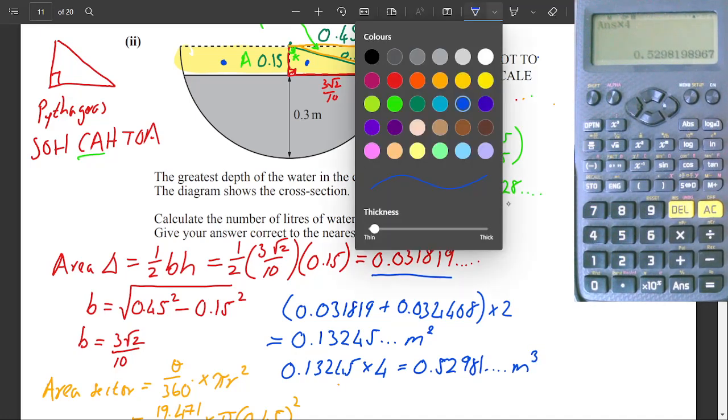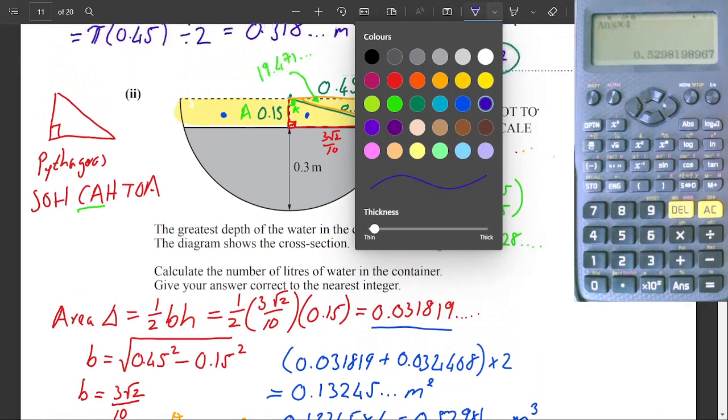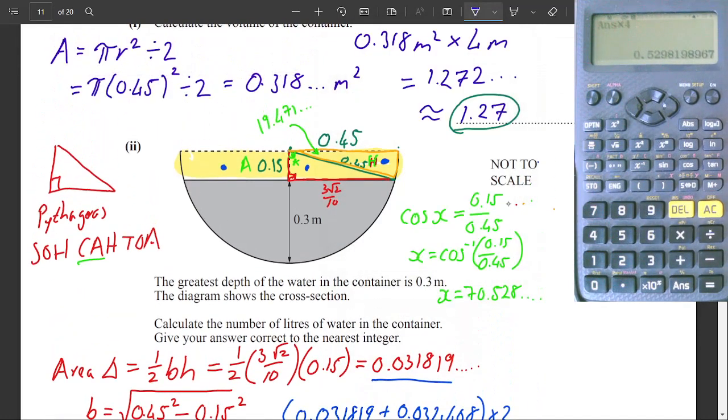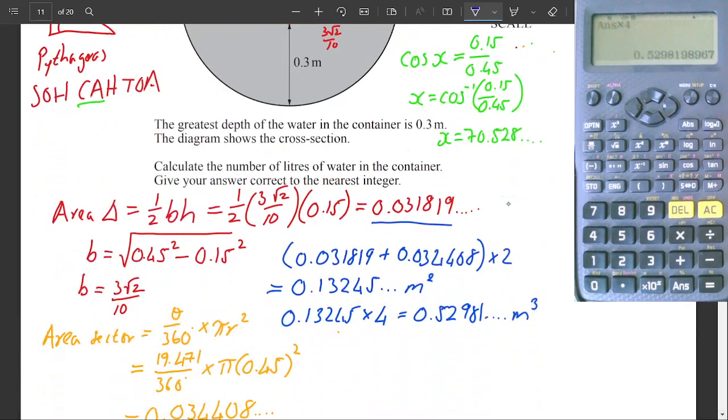Next step, find the volume of the water. We have that there, previous answer. In fact, let's use a little bit more accurate. That one, 1.272. So the volume of the whole thing, 1.272. Subtract the volume of the blank space above.